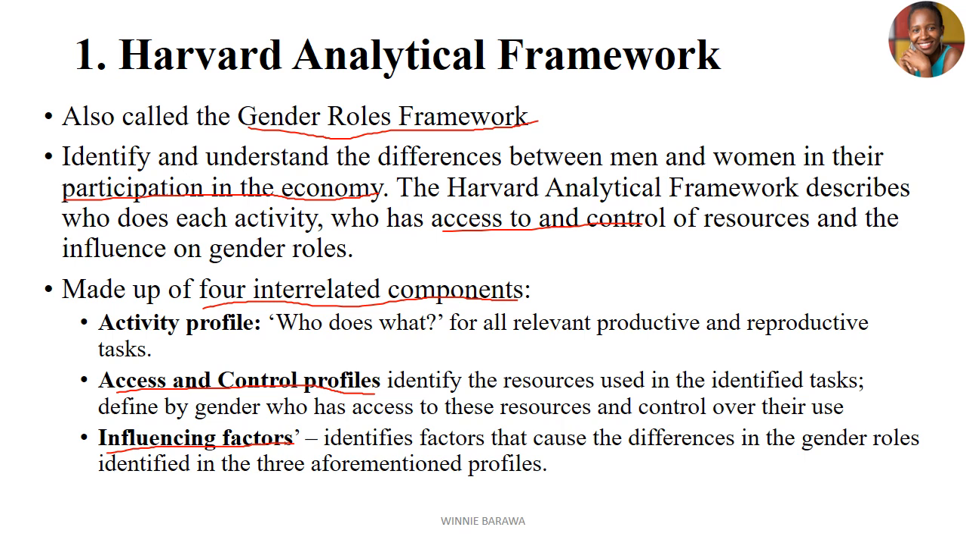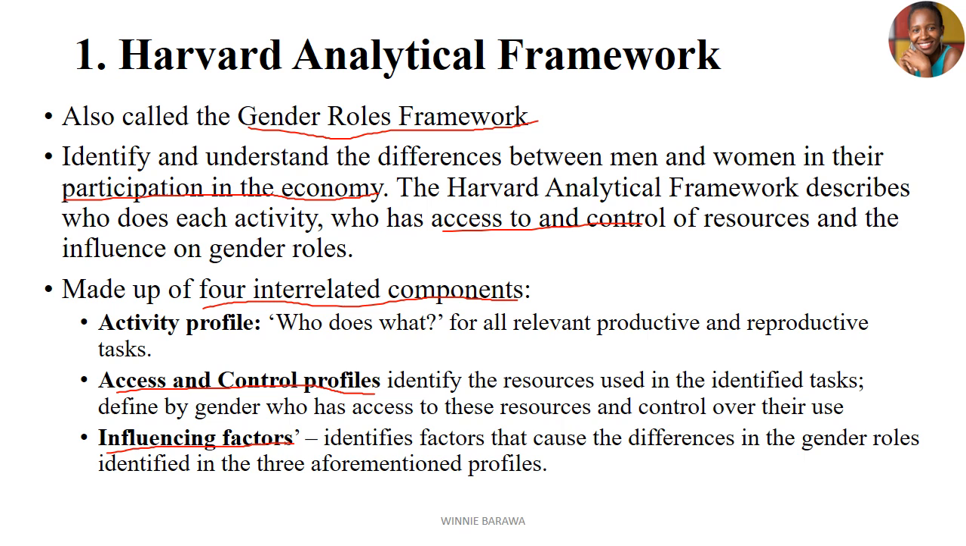So with the analytical framework, looking at the contribution the different genders are making and the access and control they have to these resources, you're able to see, for example, if it is farms, and these farms are agricultural lands or agricultural farms, who has more control over them and who has more access to them. So that you can see, if it's in agriculture, who contributes more to this economic agenda. Is it women who contribute more to agriculture or is it men who contribute more to this?